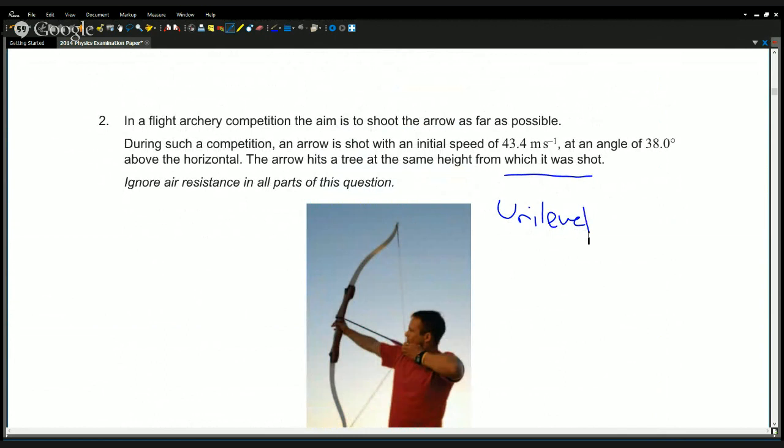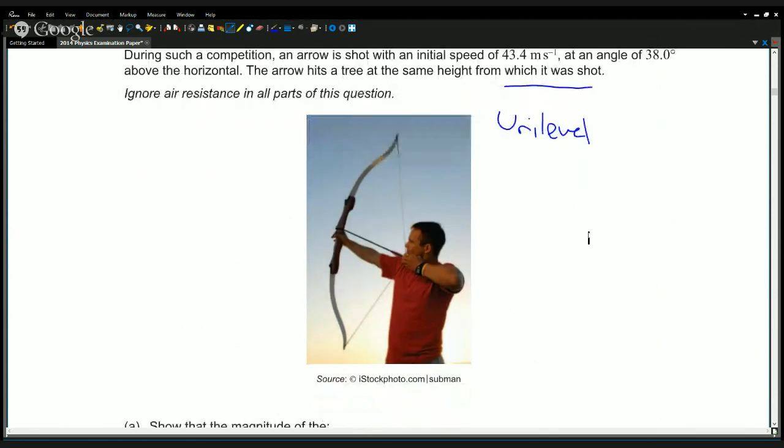Okay, so there's some special cases of our projectile motion: unilevel and horizontal projection, two of the simpler ways in which to view projectile motion, ignoring air resistance. That's also useful too.